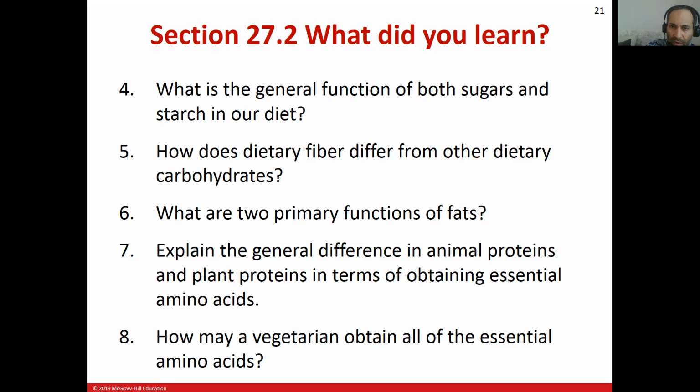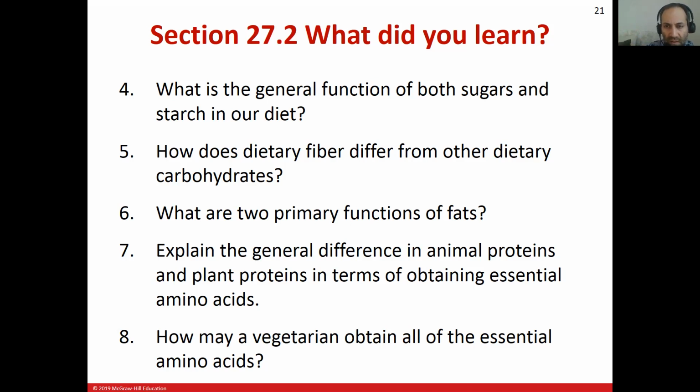How does dietary fiber differ from other dietary carbohydrates? Dietary fiber cannot be digested or broken down. It passes as is, but it's extremely healthy and important to regulate your bowels and to prevent constipation and colorectal cancer. What are two primary functions of fats? Long-term energy reserve, they give you long-term energy, and also insulate your organs. All right, they provide insulation to your organs.